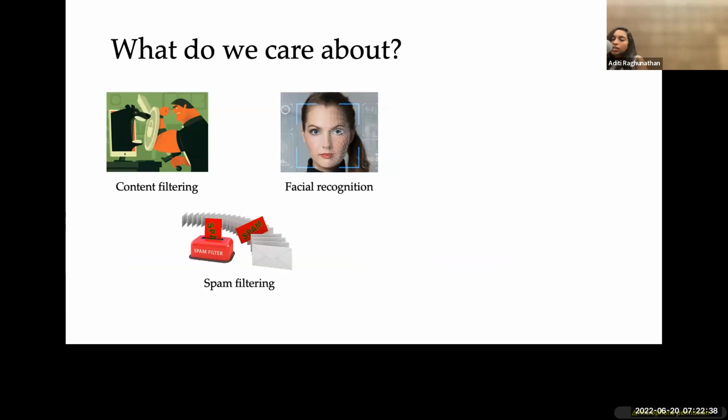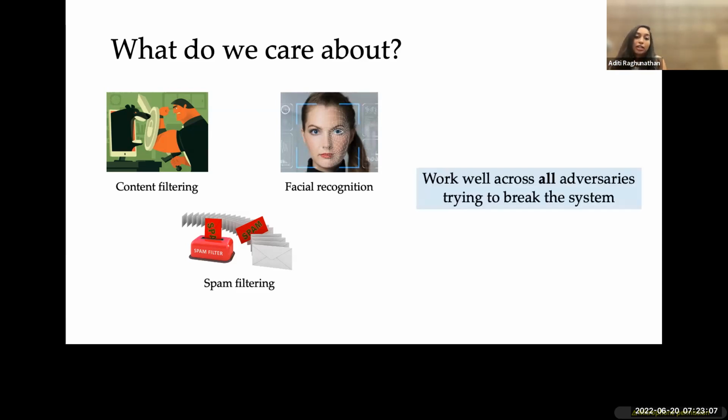Another interesting thing that comes up when we think about deploying systems is that applications like content filtering, facial recognition, or spam filtering are all cases where certain bad actors have an incentive to try to break your system. For example, you want to post some spam and you have an ML-based system. If you can change a few words here and there and basically get your content across, that's great. And people are going to try to do that. Especially, they're not going to restrict themselves to the kind of distribution that you collected your training data on. So we want to make sure that we work well across all adversaries who might be trying to break the system.